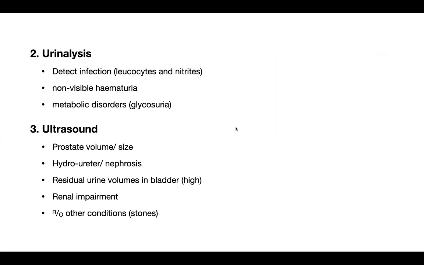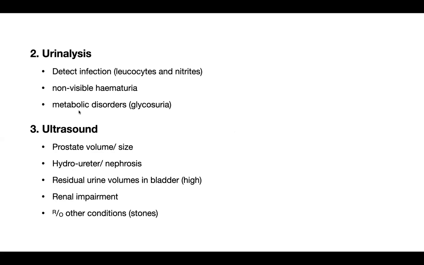And then the other investigations that are needed include a urinalysis. So urinalysis will help detect the presence of infection, which is usually shown by the presence of leukocytes or nitrites in urine. It might also help you determine if there is any microscopic hematuria which cannot be seen with the naked eye. And then we will also be able to determine or diagnose any metabolic disorders that the patient might be having.